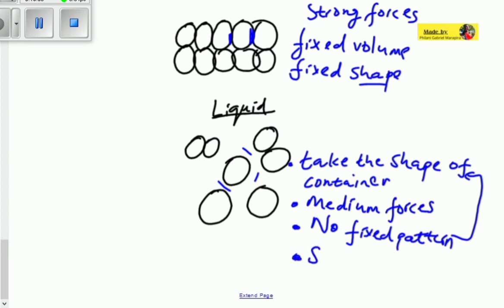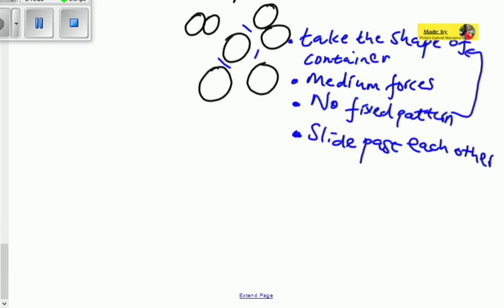So they slide past each other. So remember, the solids just vibrate, but then the liquids will slide past each other and just take different positions. It means that water cannot be just in one place, or one water particle cannot be just in one place. It is not fixed. So this is it. Let's go to the gaseous state.